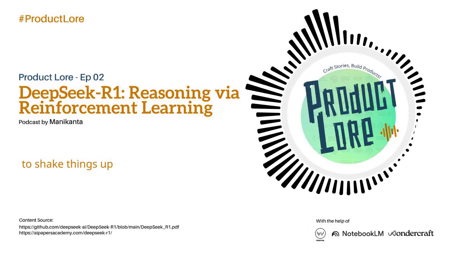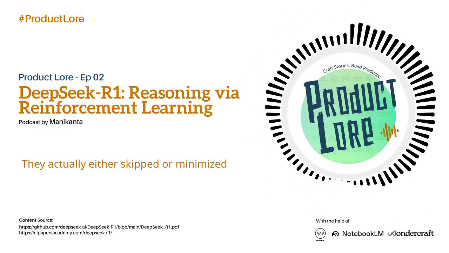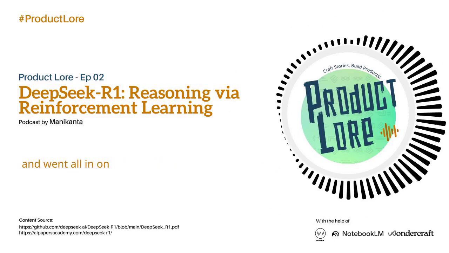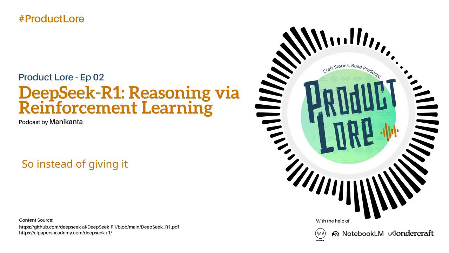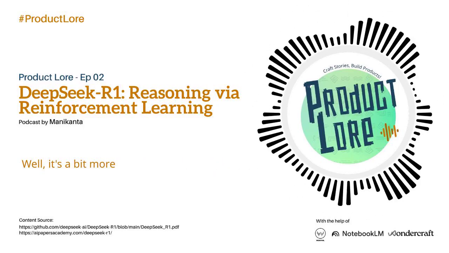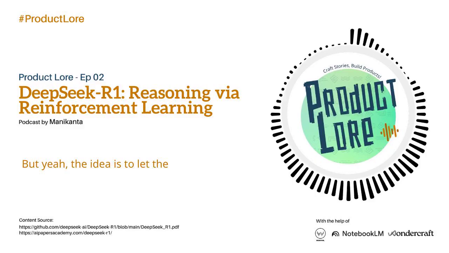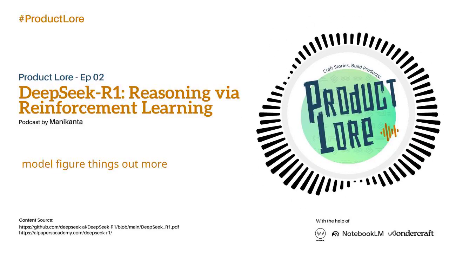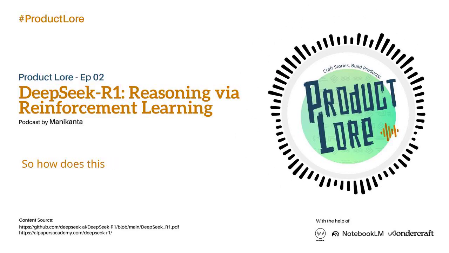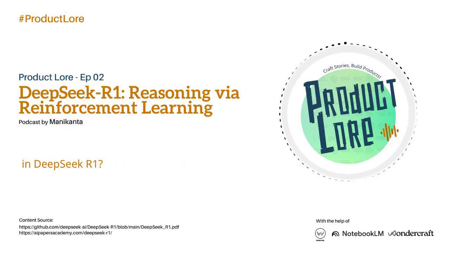Yeah. But DeepSeek-R1 decided to shake things up a bit, didn't they? They did. They actually either skipped or minimized that supervised fine-tuning stage and went all in on reinforcement learning. So instead of giving it a bunch of instructions, they basically just let it learn from its own experiences. Well, it's a bit more nuanced than that, but yeah, the idea is to let the model figure things out more on its own through trial and error and feedback. I see. So how does this reinforcement learning magic actually work in DeepSeek-R1?